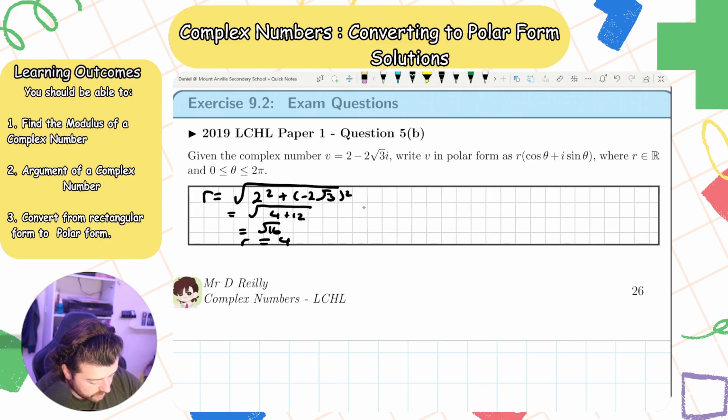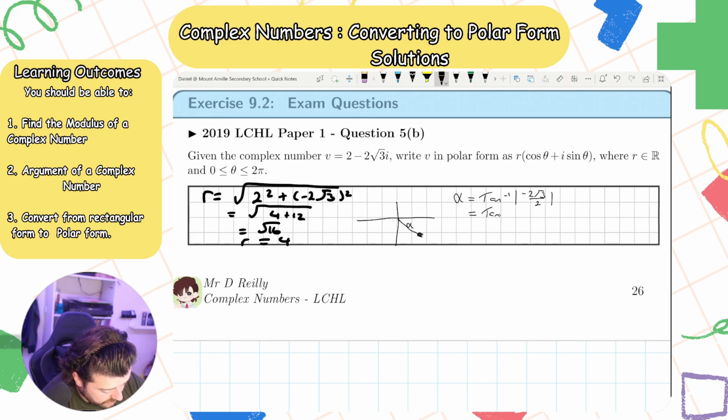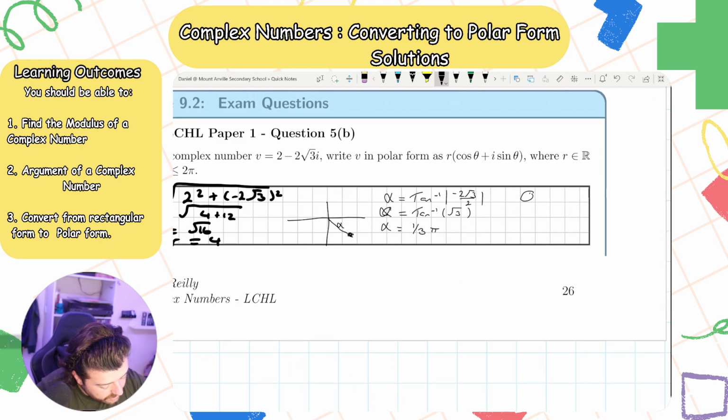So here's just a little plane I drew to sketch 2 minus 2 root 3i. So I'm in quadrant 4. So my reference angle is going to be equal to tan inverse of the positive sense of minus 2 root 3 over 2. Take the positive of that, tan inverse of minus root 3, which is just positive root 3 when you find the absolute value. And my reference angle is tan inverse root 3, which is equal to 1/3 pi. And then I'm in the fourth quadrant, so it's 2 pi minus 1/3 pi.